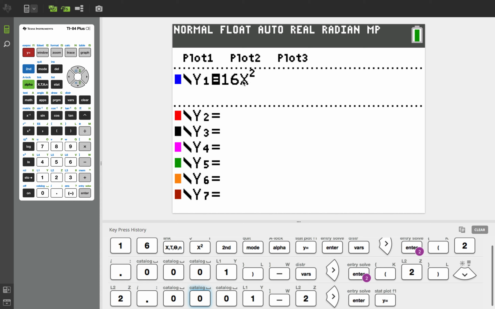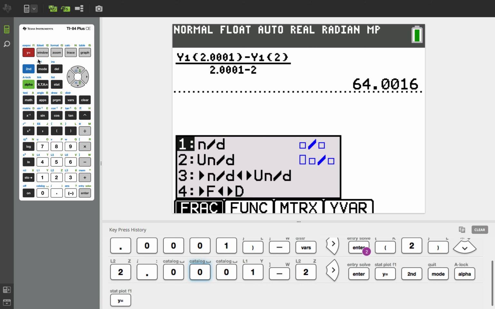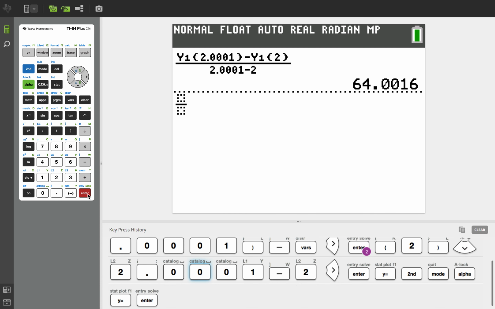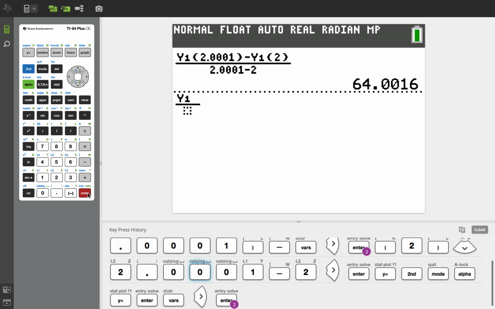With x representing t as in time. So if I go back to my calculator screen, let me show you how to get to this. First of all, we go alpha y equals, and that gives us a fraction bar, and that fraction bar is really helpful. And I'll show you the fraction bar on the Inspire here in a little bit. But now if I go to vars, y vars, and function, I can evaluate that y1 at any value.